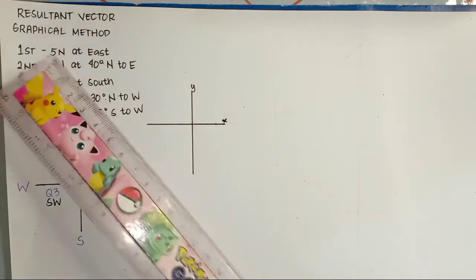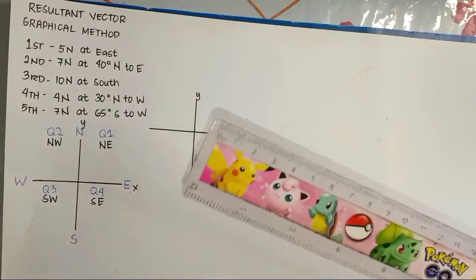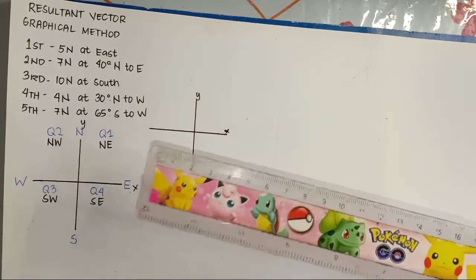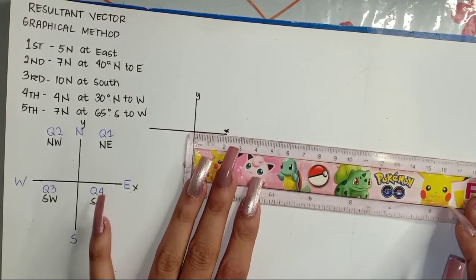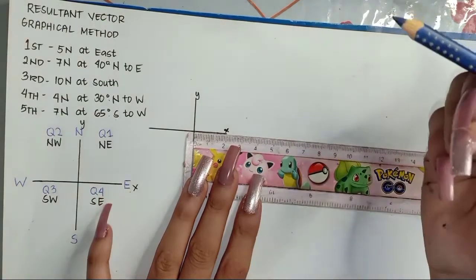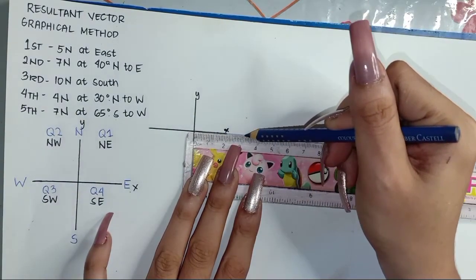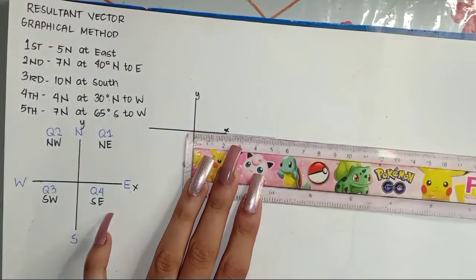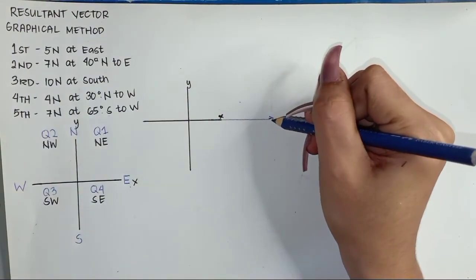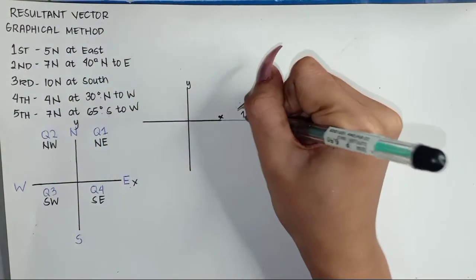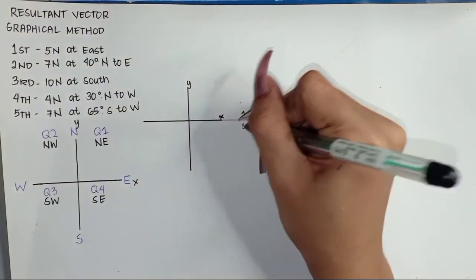First is 5 Newton at east. At east, ibig sabihin, one direction lang siya. So, we're going to use the centimeter in the ruler para masukat natin. So, sabi, 5 Newton. Itapat natin yung 0. And then, gumamit tayo ng ibang color ng pen or color. And itapat natin siya sa 5 Newton. Tapos, lagyan nyo lang siya ng arrow dito. This is going to be our first vector, which is 5 Newton.